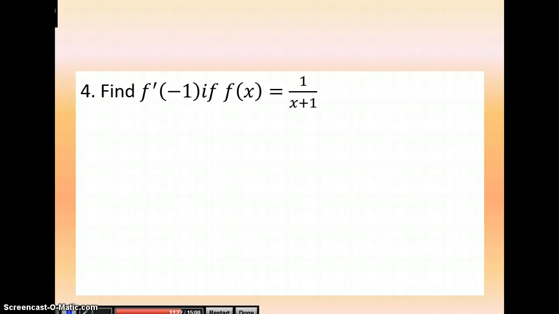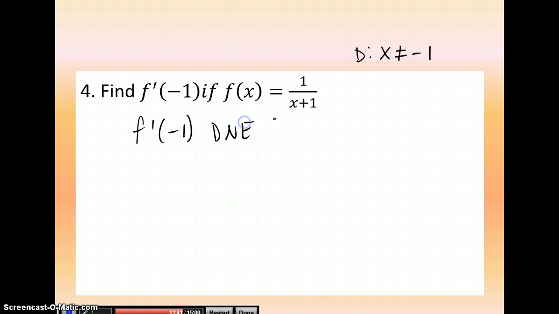All right, and the last one we'll look at today. So, f of x equals 1 over x plus 1. What's the domain of this function? x cannot equal negative 1. If negative 1 is not in the domain of the function, then f prime of negative 1 will not exist at all. So with domain restrictions, we wouldn't be able to find the derivative at a domain restriction.